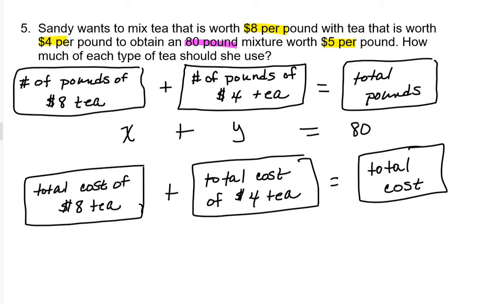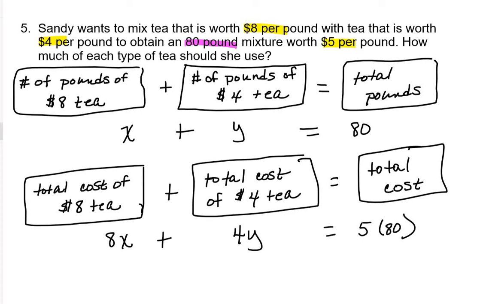And the cost of the $8 tea is going to be 8 times X. The cost of the $4 tea is going to be 4 times Y. And the total cost, this is where students would mess up. If they're going to mess up, this is where they would mess up. The total cost is going to be 5 times 80. It's not just 5, it's $5 per pound, and there's 80 pounds.